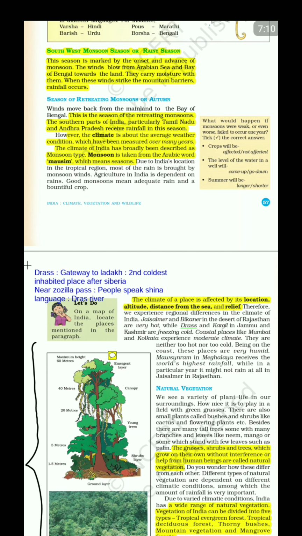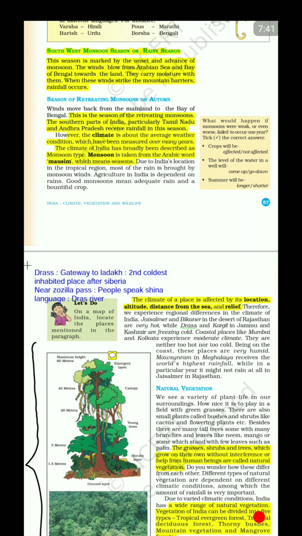Next, a very important fact: the climate of a place is affected by its location, altitude, distance from the sea, and relief. Therefore, we experience regional differences in the climate of India. Jaisalmer and Bikaner in the desert of Rajasthan are very, very hot, while Dras and Kargil in Jammu and Kashmir are freezing cold. What is Dras? Dras is also known as the gateway to Ladakh. It is the second coldest inhabited place after Siberia.